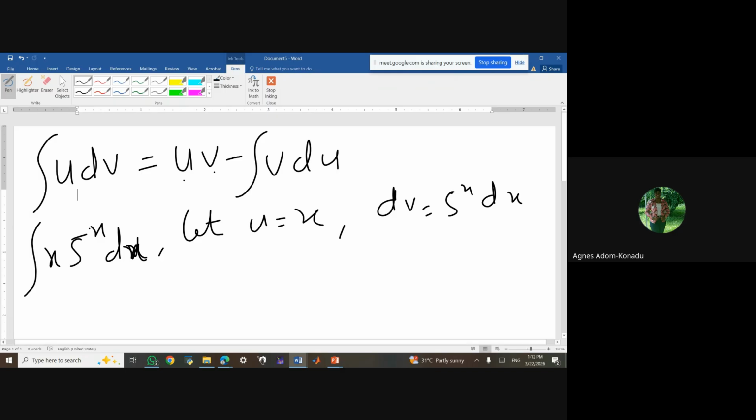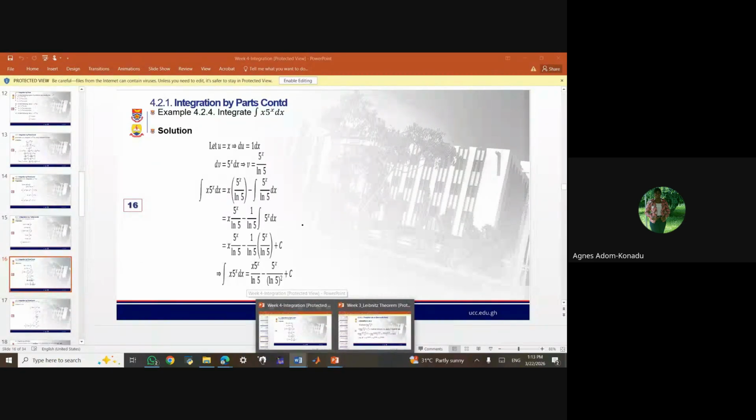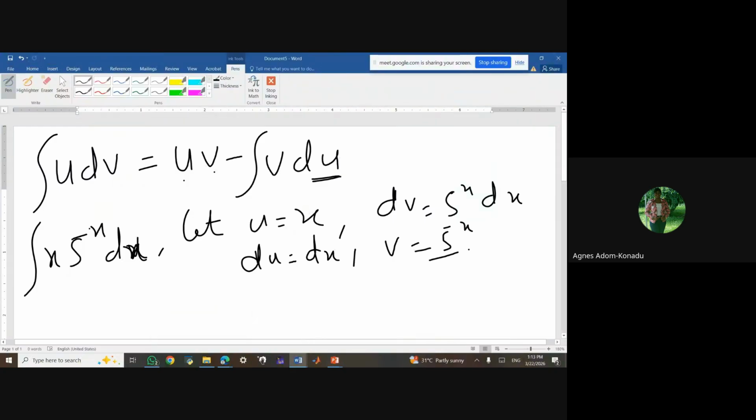When I get the v, I have to get the du. So first, let's find du. My du will be equal to dx. And the next one, I have to get my v. When I integrate this, I'm going to get 5 to the power x over ln 5. So that's what I'm going to get.